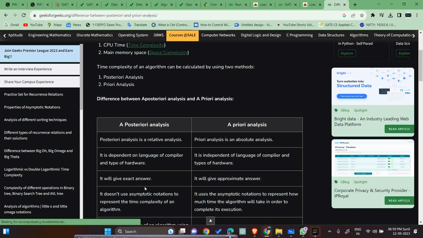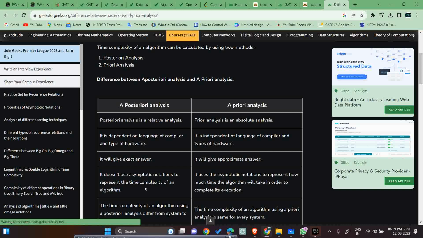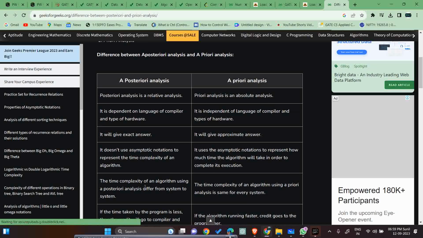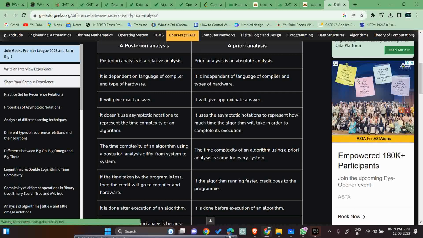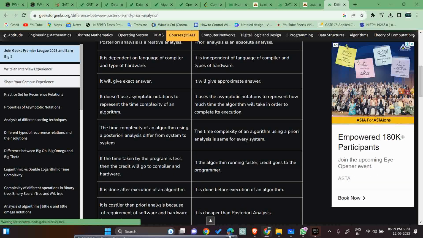What is the priori analysis? Priori analysis is an absolute analysis. It is independent of the language of the compiler and the type of hardware. It will give approximate answers. It will use asymptotic notations to represent the time complexity. The time complexity of the algorithm using priori analysis is the same every time.